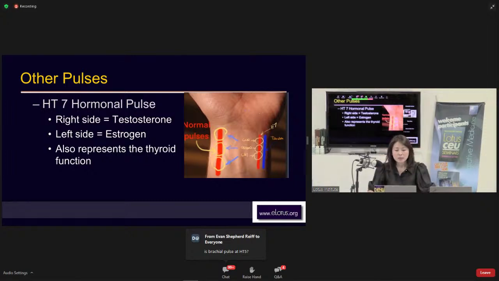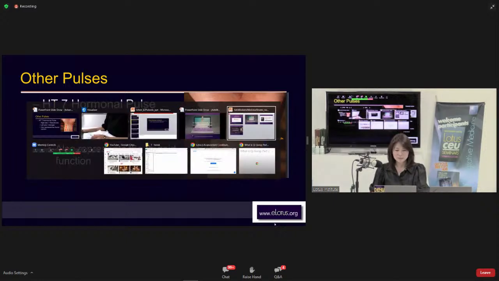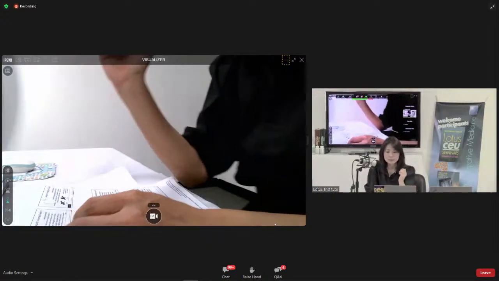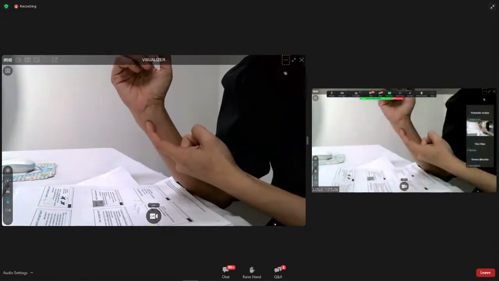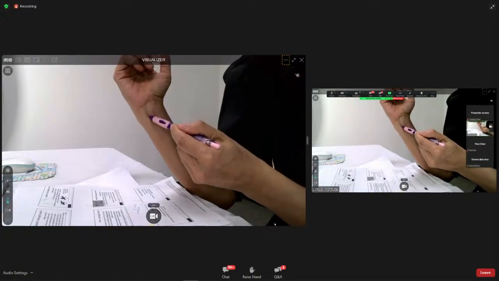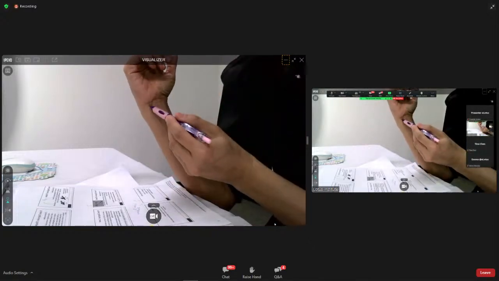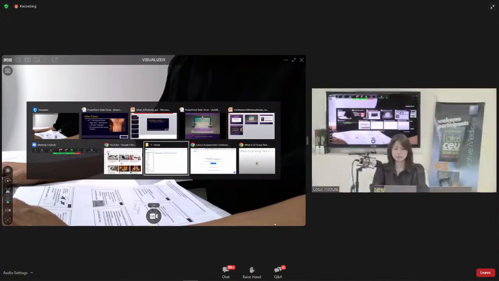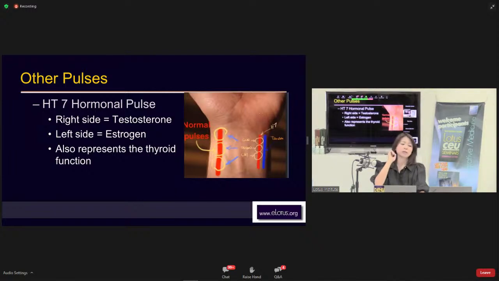Okay, next one is the heart 7. Heart 7 pulse. So let me go back to my camera here. Okay, so here he's taking the pulses of this side on the heart channel. Here. Okay, so that's pretty easy. Something that he discovered recently in the last few years, I think. So now you can try to feel it on yourself, okay? Feel your right side, right hand.